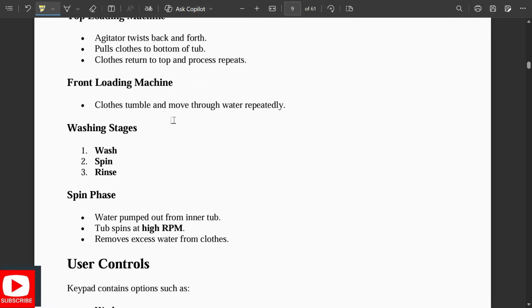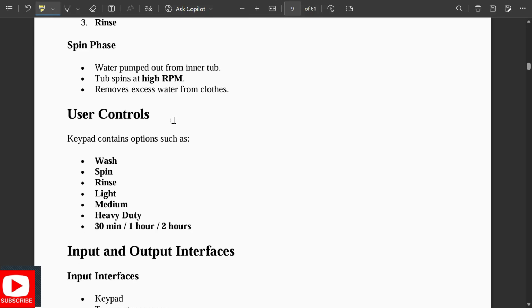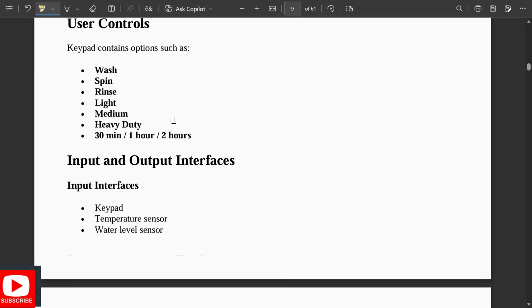So what are the stages? Wash, rinse and spin. In the spin phase, water is pumped out from the inner tub. The tub spins at a high RPM and removes the excess water from the cloth. So what are the user control units that we are having? Options like wash, spin, rinse, light, medium or heavy duty, and the timings to select.